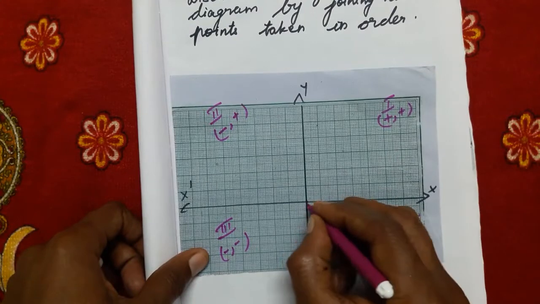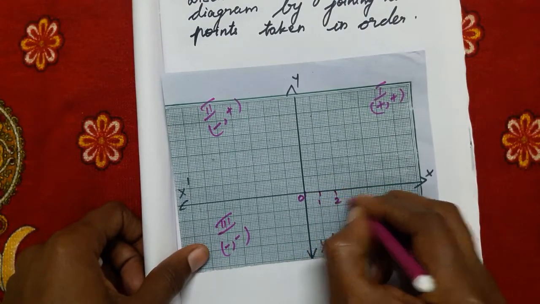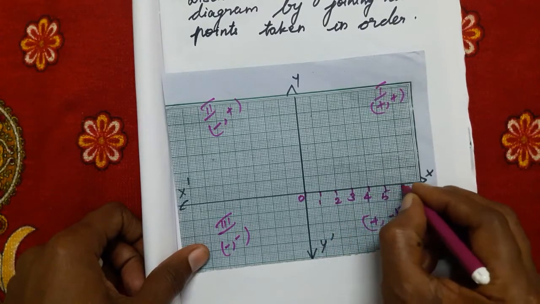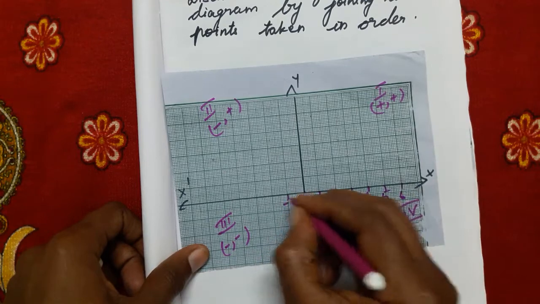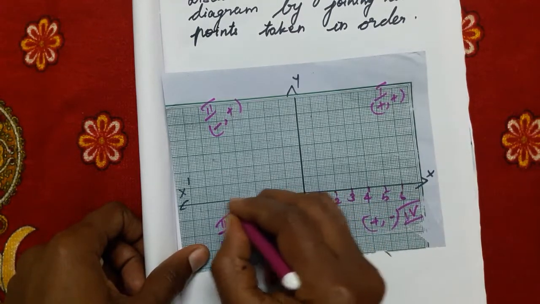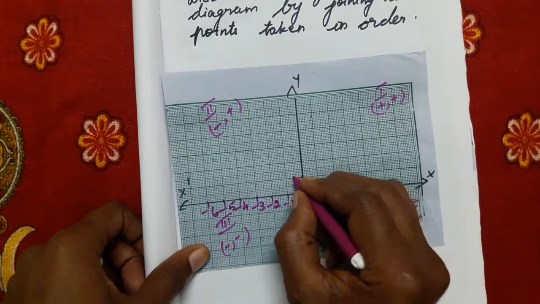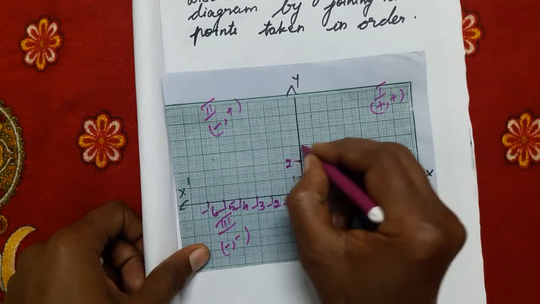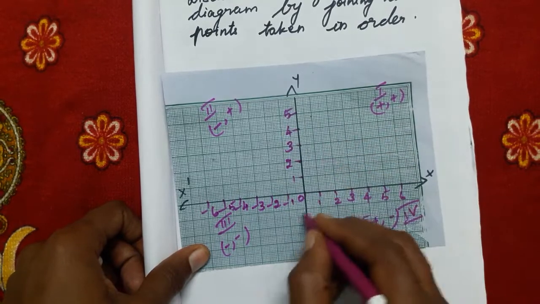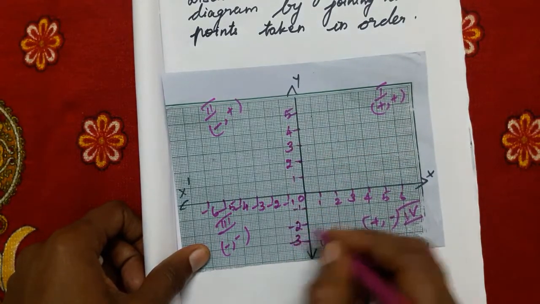Here this is the origin. Here 1, 2, 3, like the number line, 4, 5, 6. Here minus 1, minus 2, minus 3, minus 4, minus 5, minus 6. On the y-axis, 1, 2, 3, 4, 5, and minus 1, minus 2, minus 3.